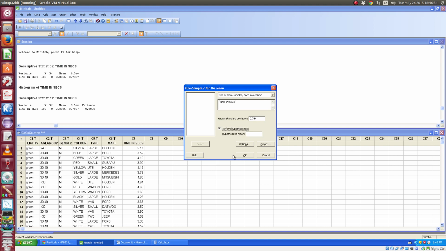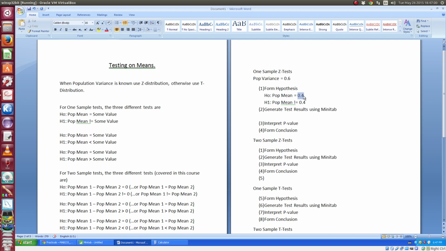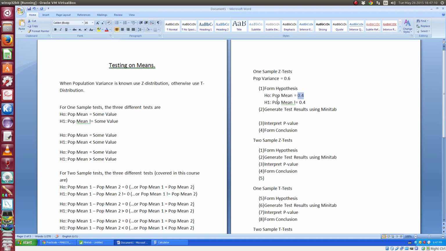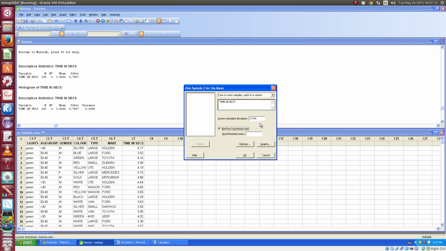Now we want to perform a hypothesis test, and in this case the hypothesized mean, going back to our situation, is 0.4. Oh, wait a sec, have I done that correctly? No, I meant to have 4 for the mean. I'm not sure what I was doing there. So the population mean is equal to 4. Population mean is not equal to 4. My apologies for anyone who's confused. So the hypothesized mean is equal to 4.